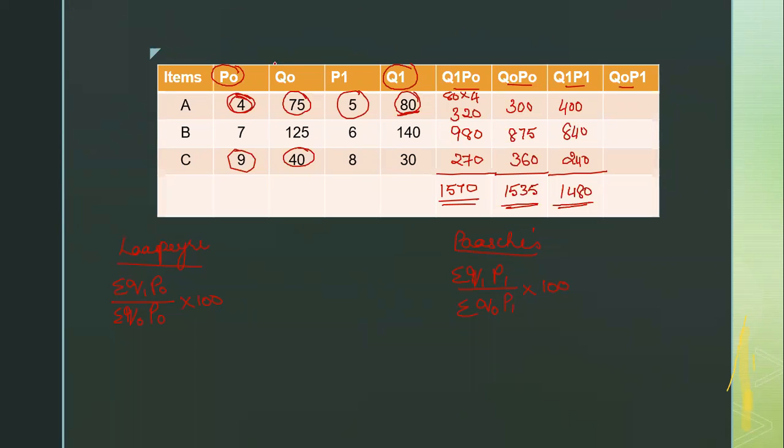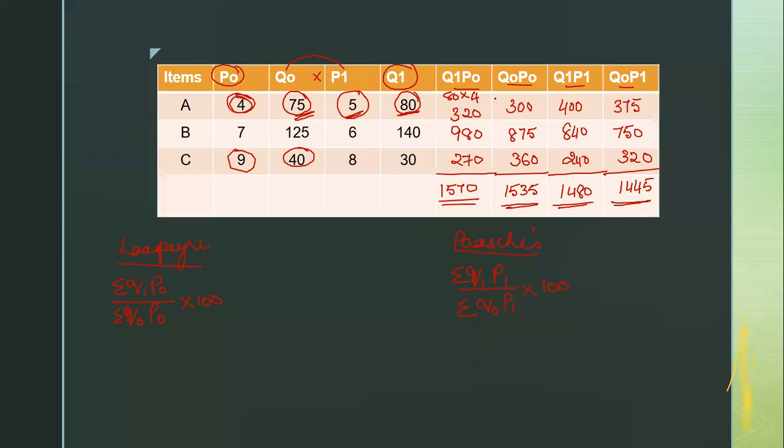Next, last one. Q0P1. Okay, Q0 into P1. Multiply 75 into 5. 375. Good. Next one. 125 into 6. Good, 750. Okay, and the last one, 40 into 8, 320. Find the total of this. 1445. So you know how to calculate this.